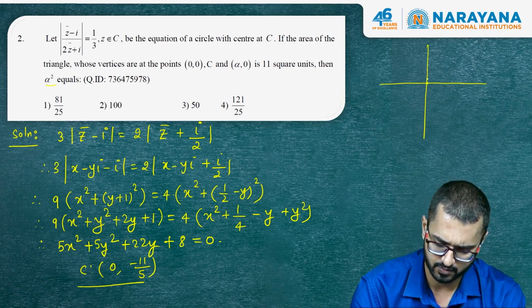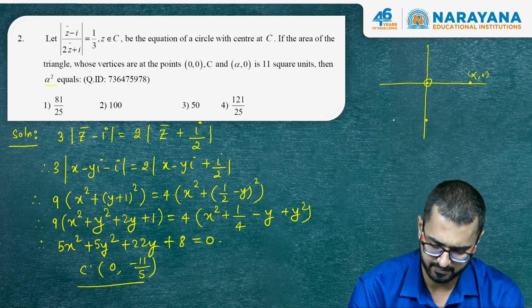So one vertex is the origin (0, 0). The second vertex is some (alpha, 0) here. And here is my (0, minus 11/5). So we have to find out the area of this triangle.